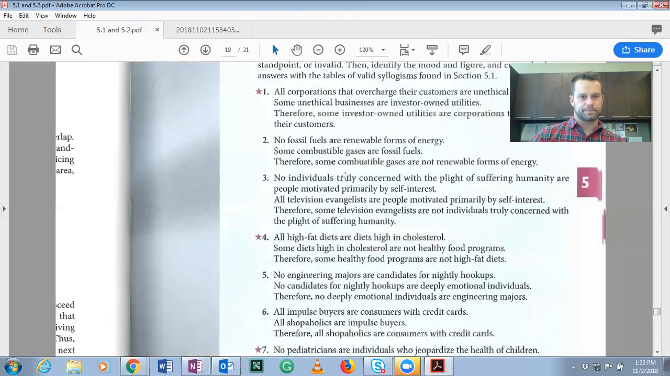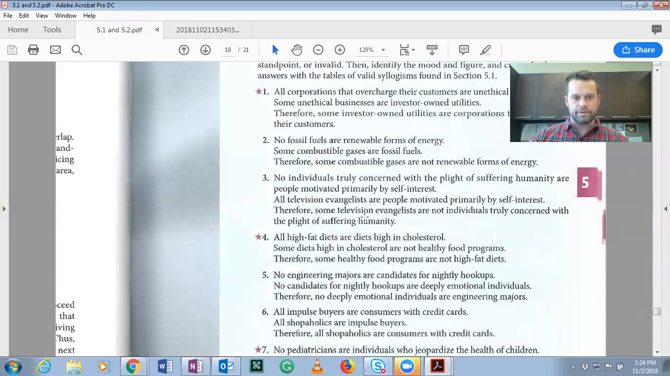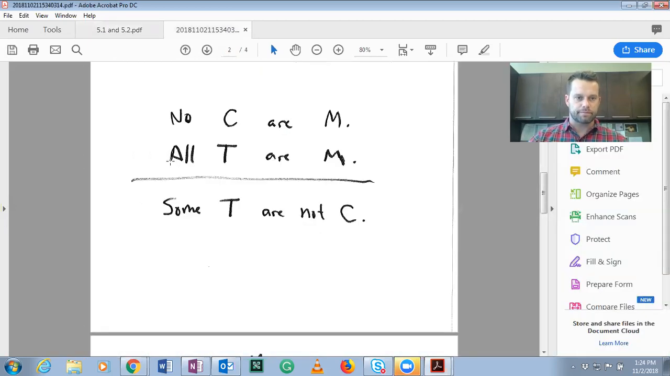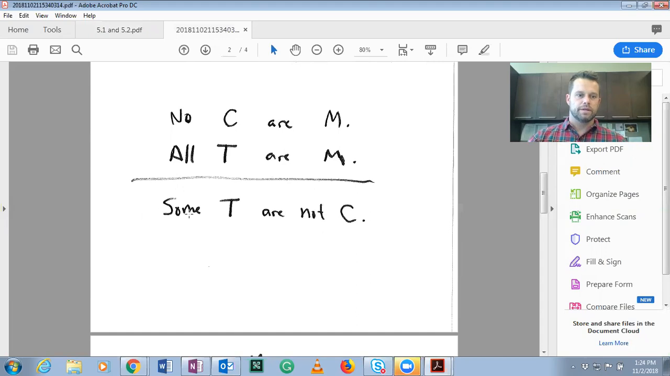That was number 2. Number 3, no individuals truly concerned with the plight of suffering humanity are people motivated primarily by self-interest. Concerned. No concerned individuals are individuals motivated by self-interest. All television evangelists are people motivated by self-interest. All T are people motivated by self-interest. Therefore, some television evangelists are not individuals concerned with the plight of the suffering of humanity. Some televangelists are not concerned people.